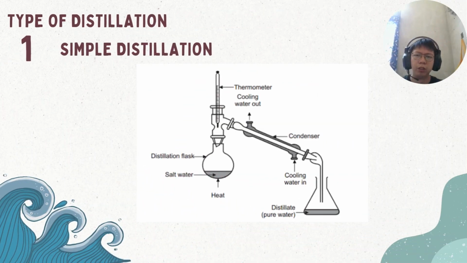The first type of distillation is simple distillation. The diagram shows the setup of a simple distillation in the laboratory. The mixture is heated in a flask, and the component with a lower boiling point will evaporate first. This process is best for separating a liquid from a solid, for example, making pure water from seawater.